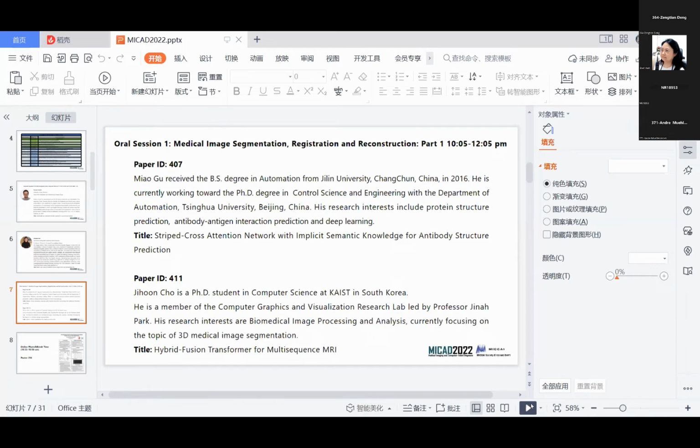The presenter is Jihoon. Jihoon is a PhD student in computer science at KAIST in South Korea. He is a member of the Computer Graphics and Visualization Research Lab, led by Professor Gina Park. His research interests are biomedical image processing and analysis, currently focusing on the topic of 3D medical image segmentation. Now he will present his paper titled Hybrid Fusion Transformer for Multi-Sequence MRI.